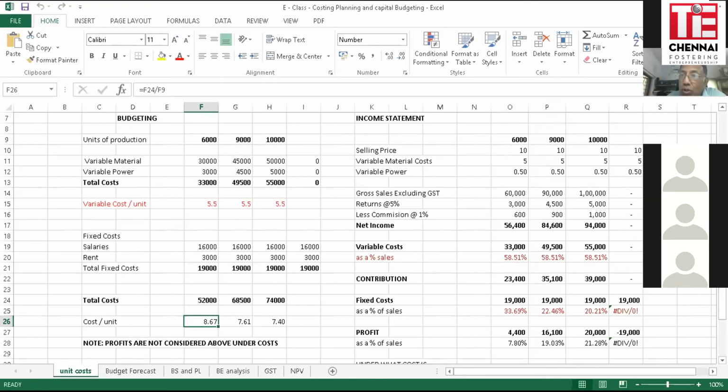Please note, variable cost always remains 5.5, but the fixed cost keeps coming down. Therefore, when you do your budgeting, when you do your costing, you have to plan how many units you will make. We have done over 20 minutes on this.